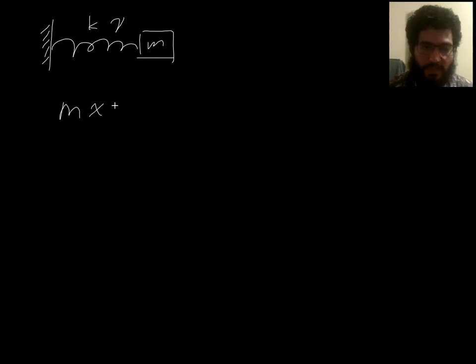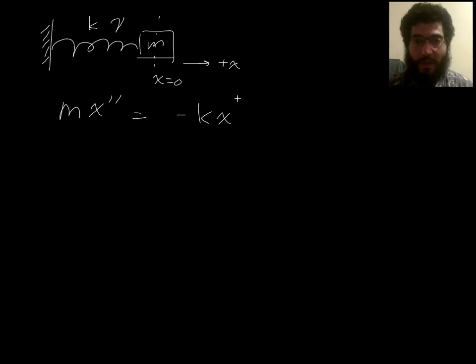And what we did is we said Newton's second law, the mass times the acceleration. So here there's an equilibrium position, x equals 0, and there's some direction which is positive x. So if x is the displacement, then x prime prime is the acceleration. And then Newton's second law says mass times acceleration equals the sum of the forces on the thing. And we've got Hooke's law giving us this restoring force, the spring trying to come back to equilibrium.